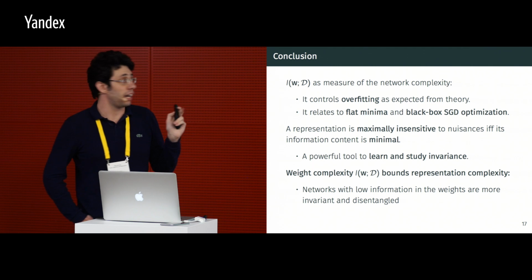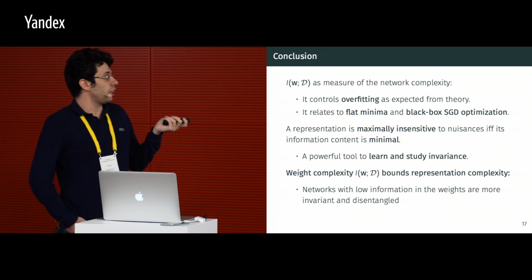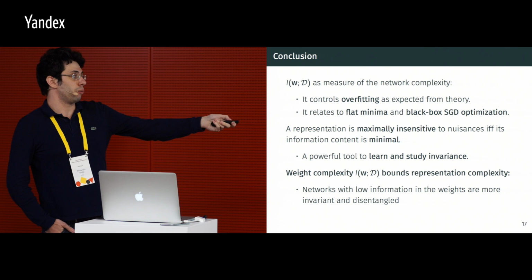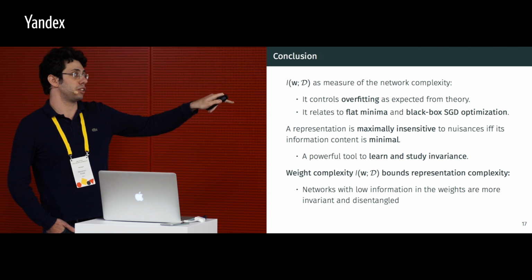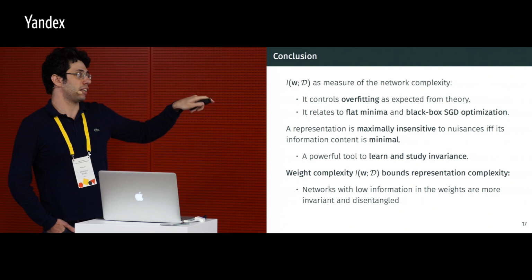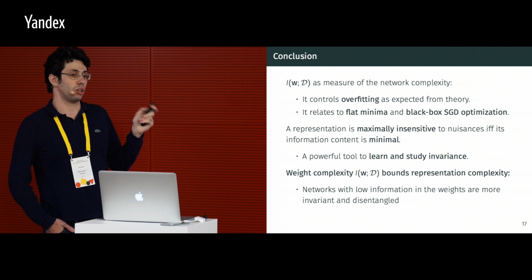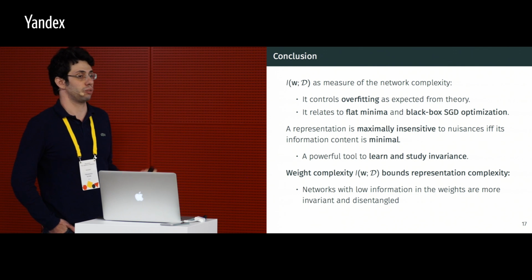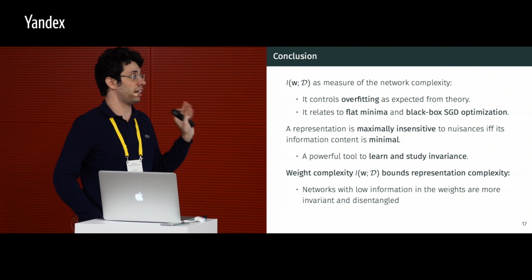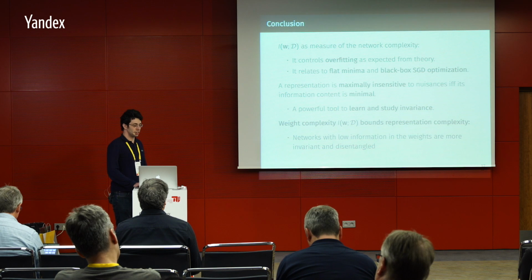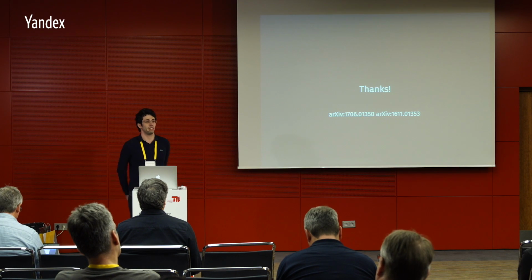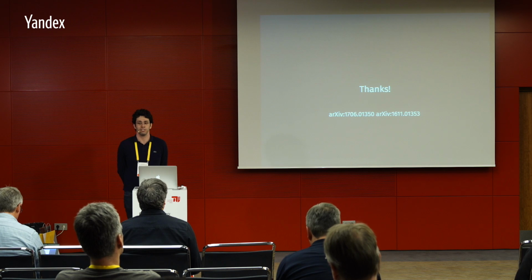representations. And finally, we have shown that the quantity of information in the weights bounds the quantity of information in the representation. And this says that a network trained with explicit or implicit regularization is always biased toward learning representations of the data which are both invariant and disentangled. So if you have any questions, I will be happy to take them.